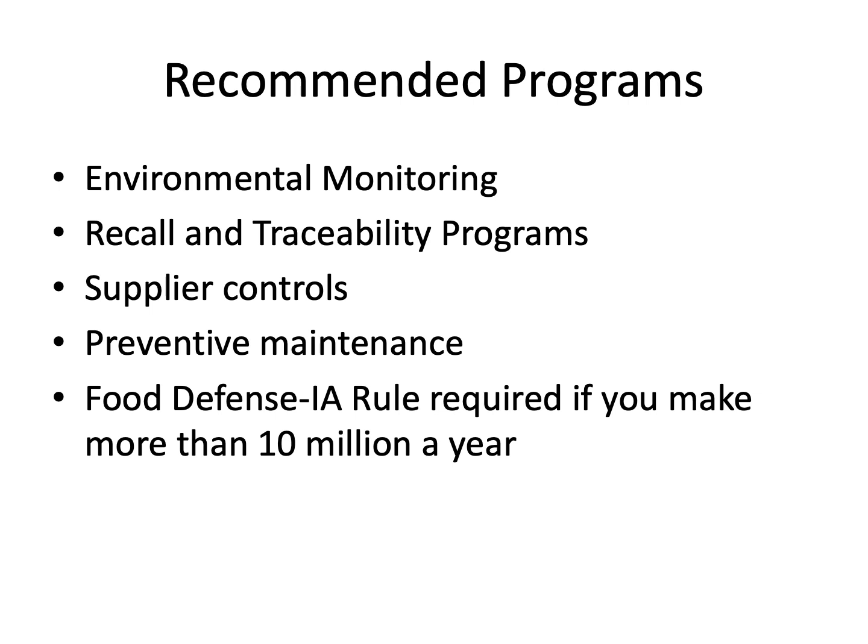We've covered the 8 key elements of sanitation and the requirements for those, but there's a lot of other things you can do. Let's take a look at a few recommended programs, like an environmental monitoring program or a recall and traceability program. Maybe you implement some kind of supplier control program. Be sure to implement a preventative maintenance program and a food defense program. This may be required under the new IA rule if you make more than $10 million a year.